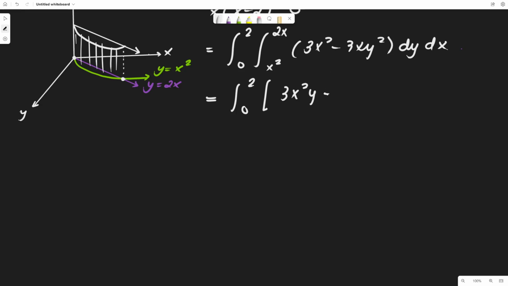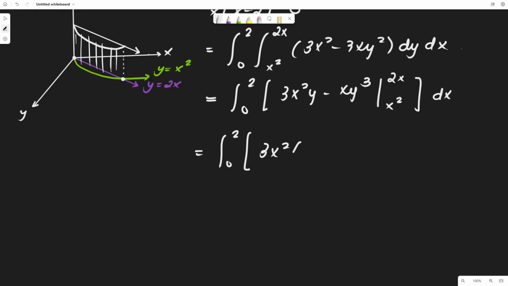Yan. So, we have xy cube, no? Ayan. Bounded from x squared to 2x. Diba? Dx. Tapos, substitute lang natin. So, we have from 0 to 2. Napalitan natin lahat ng y nung natin. So, that is 3x squared times 2x. Okay, that is 3x squared times 2x minus x times 2x cube, 2x quantity cube.